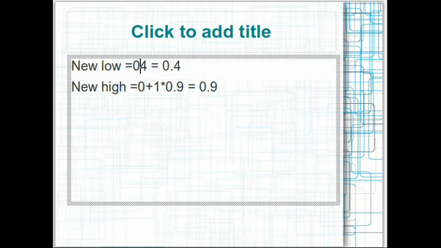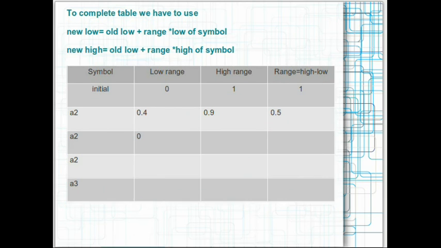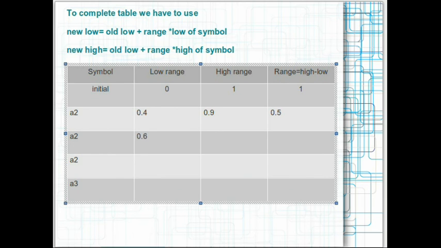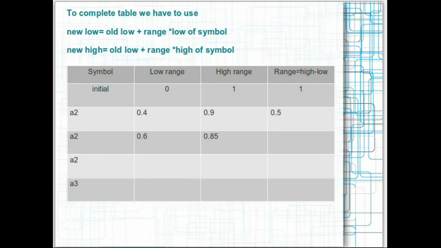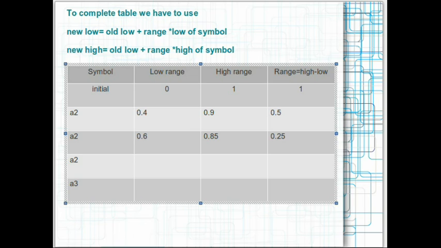0.4 plus range 0.5, sorry, into low of A2, which is again 0.4, which is equal to 0.6. That's all. So the next value is here 0.6. Similarly, we find the high value, which is equal to 0.85. Then the difference between these two is 0.25. Now this second A2 is also encoded.